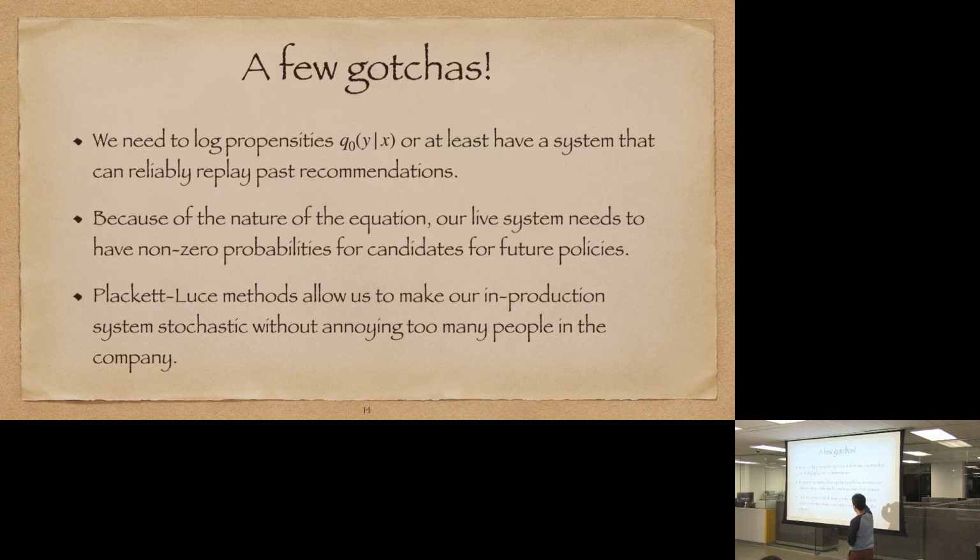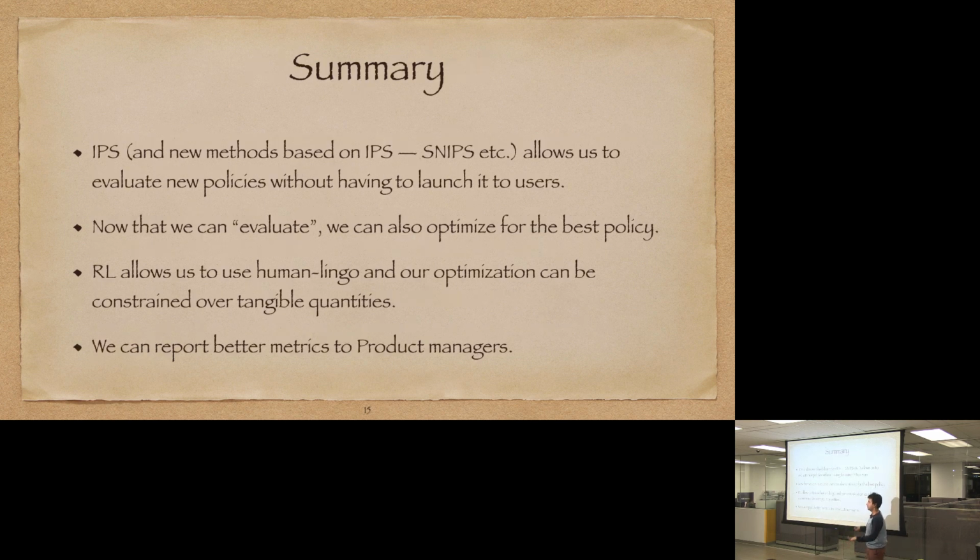One of them, as you saw, there was a Q null y given x at the bottom. That means we need to actually log these. We need to store whatever these probabilities are for each item that we show to the user, or have a system that can replay past recommendations easily. Also, because this is in the bottom, you need to have a non-zero probability for all the candidate items for the new algorithm. And that can be quite problematic because most systems that we have in production are deterministic. How do you make a deterministic system stochastic? Well, there's something called Plackett-Luce, which I can mention during Q&A if anyone's interested.